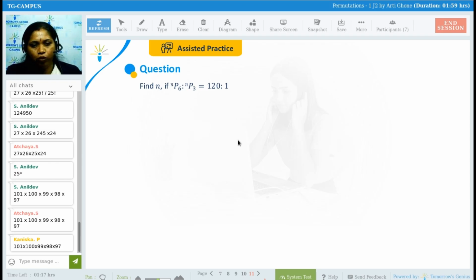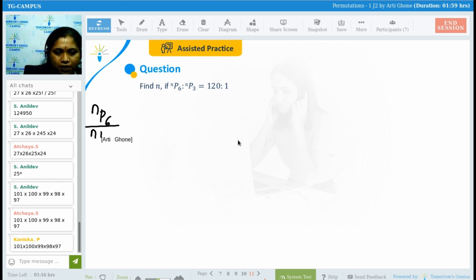Now we have been given the ratio nP6 upon nP3, which is equal to 120 by 1, means 120 only. So what is the value of n satisfying this? You will solve this with the formula. We need to expand, nothing else. nP6 upon nP3 is equal to 120. This is the given data. So try to solve.